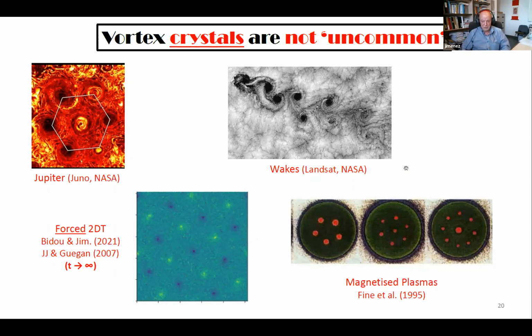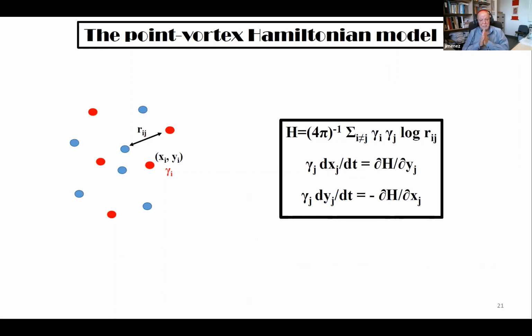So how do you study this? Is this a property of the vortices? Is it a property of turbulence? Is it a property of what? For that, you go back to another way of looking at two-dimensional turbulence, which is this point vortex approximation that Onsager was looking at.